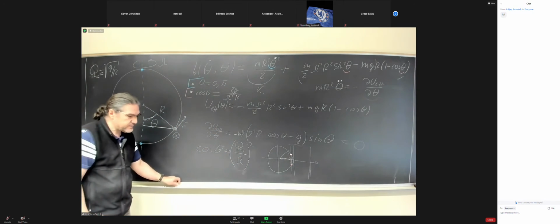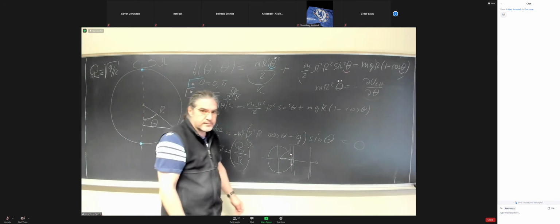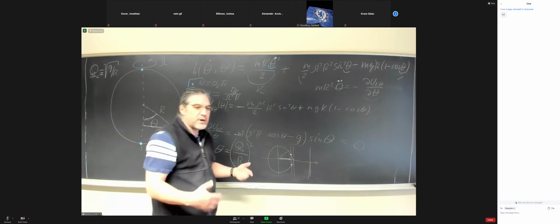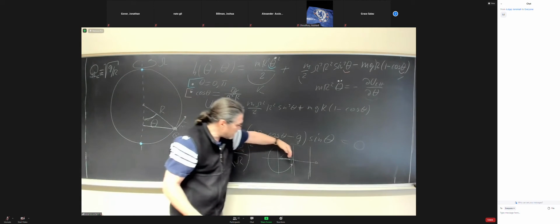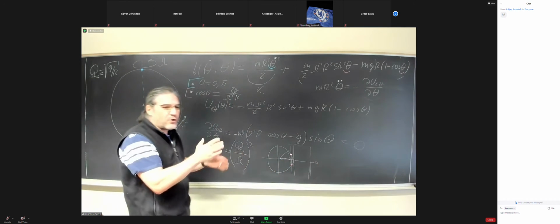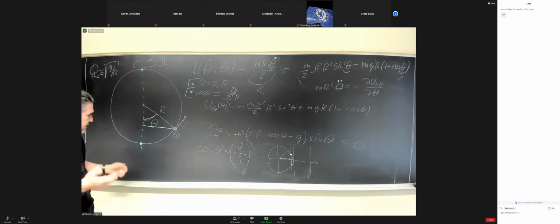Does that make sense? Yes. So when omega is larger than omega critical, but not too large. I mean, I'm not interested in what's going on over here. I will consider only omega close to omega critical, but a little bit larger.